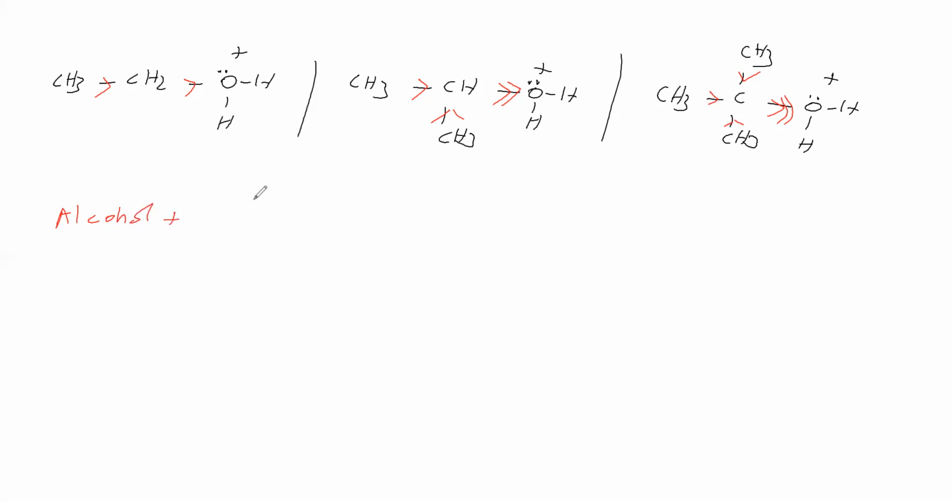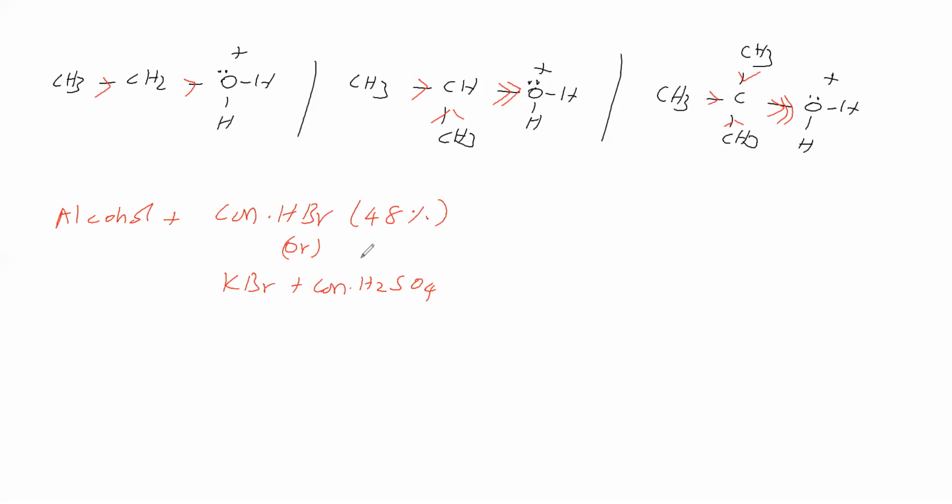This alcohol is treated with conc. HBr. What is the percentage of concentrated HBr? 48%. We can take conc. HBr, otherwise we can mix salt, KBr, and concentrated sulfuric acid. From these two we will get HBr. That HBr attacks this alcohol.